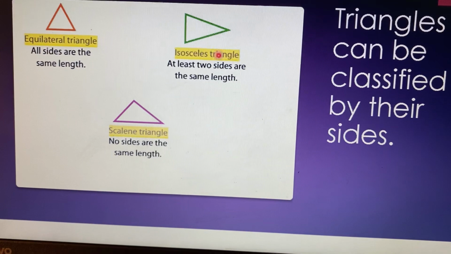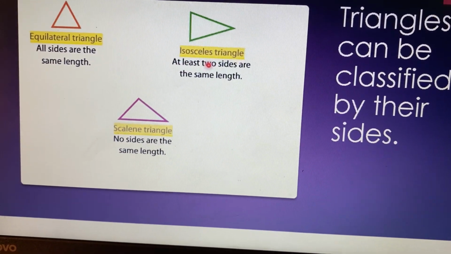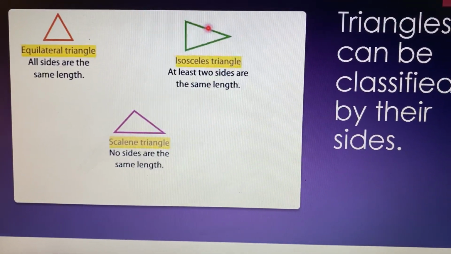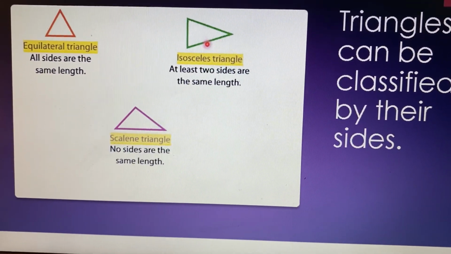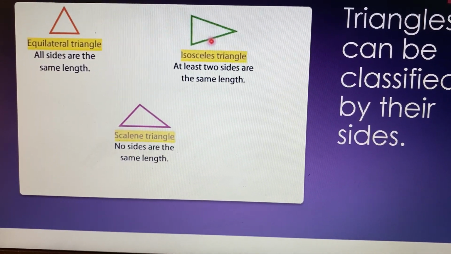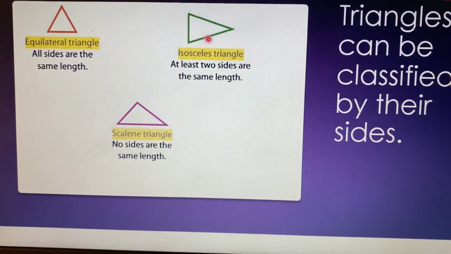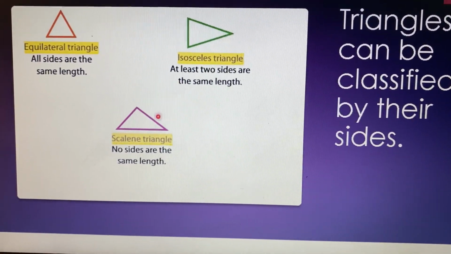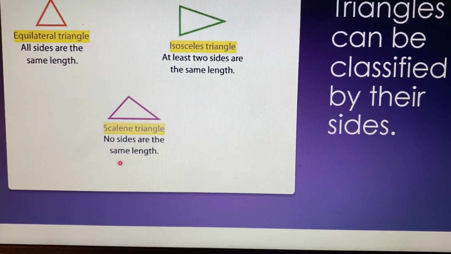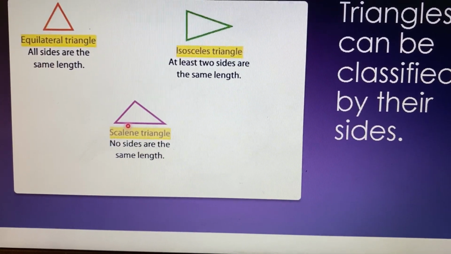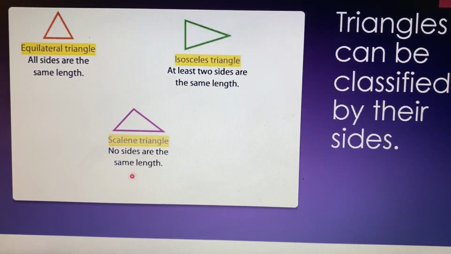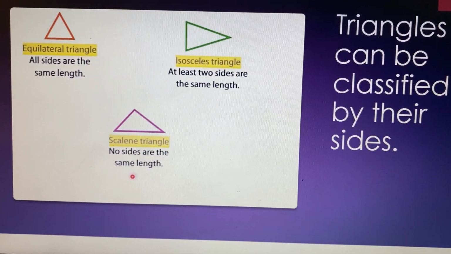Now, the second triangle, at least two sides are the same. So this one and this one are the same. So this triangle is called an isosceles triangle. The last triangle, no sides are the same length. Three of them are different. So this triangle we call a scalene triangle.